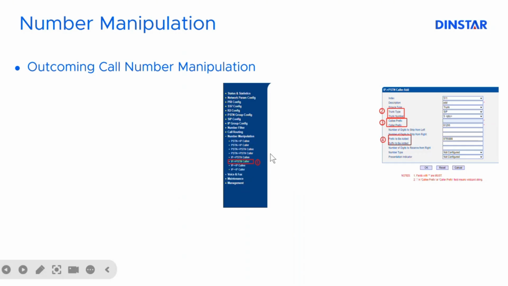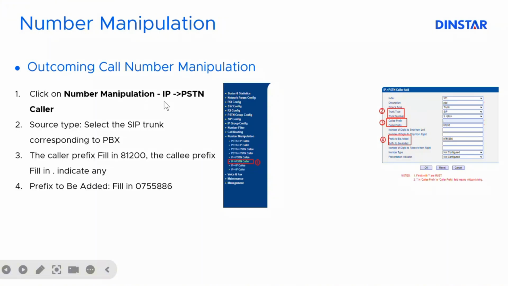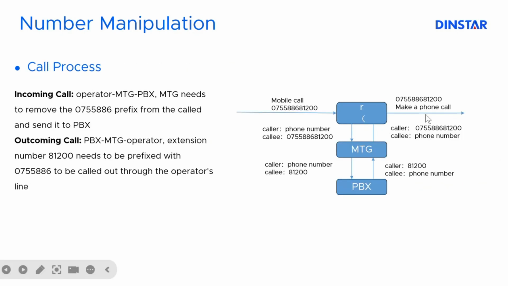Now let's do the opposite for outgoing calls. It's also the same way. First, we need to click IP to PSTN caller, because in this scenario, the caller will be the extension number, right? But the carriers, or we can say the operator, need the area code like this prefix. So in this scenario, the direction is IP to PSTN and the caller, and we also need to change the caller's number.